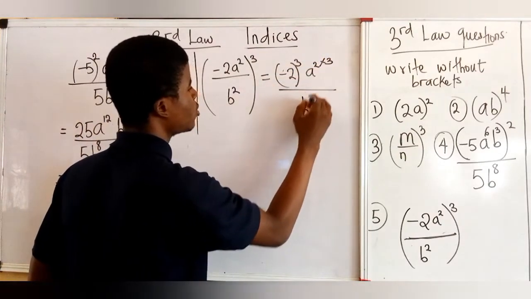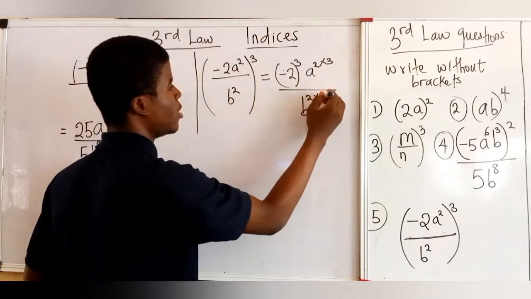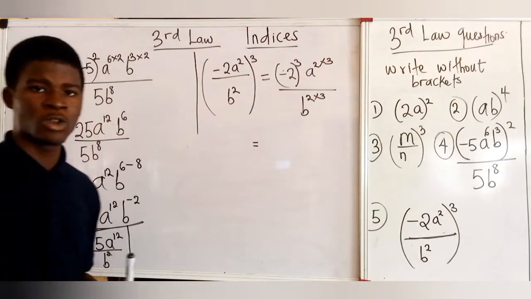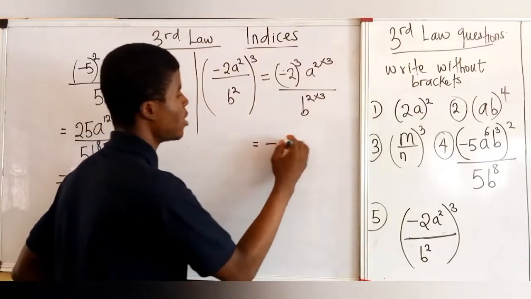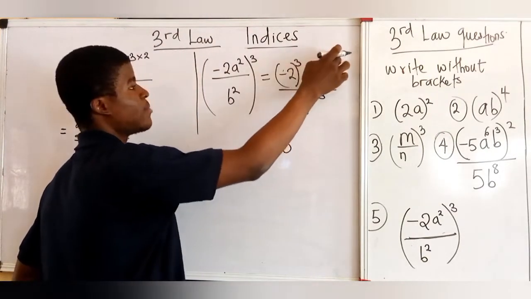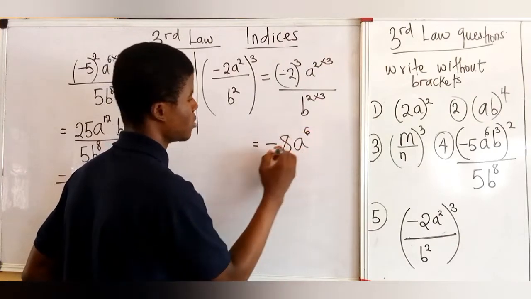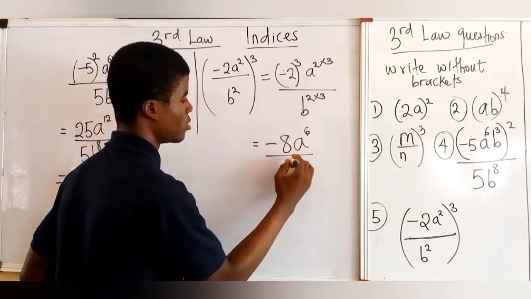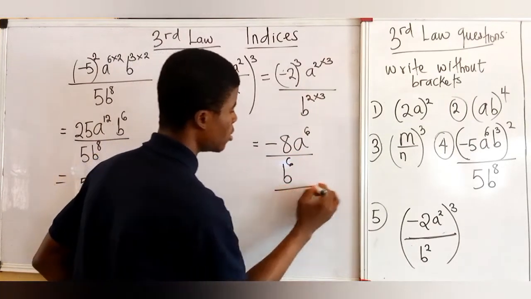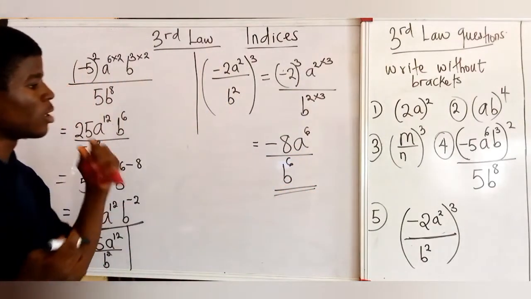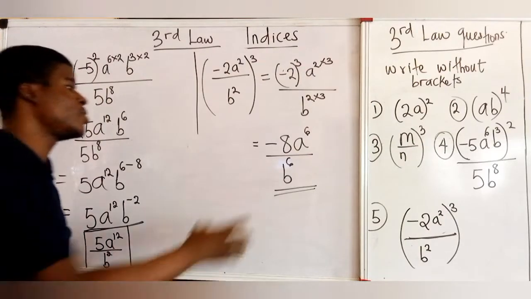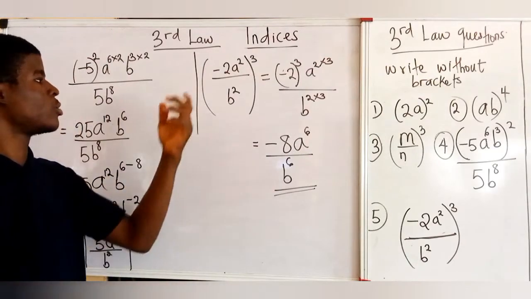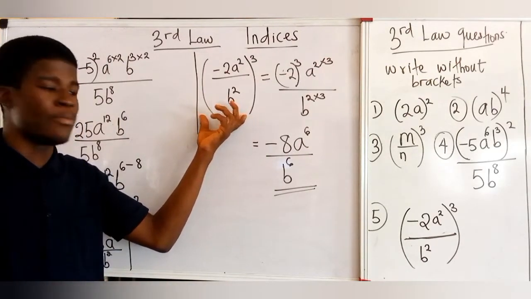All over b squared times the 3. So this is what I have. Minus 2 cubed is minus 2 times minus 2 times minus 2. That's minus 8. A, 2 times 3 is 6, so I have a to the power of 6 all over b, then 2 times 3 is 6, so b to the power of 6. So this is it for this fifth question. So I have written this answer as the solution to this question, writing it without bracket.